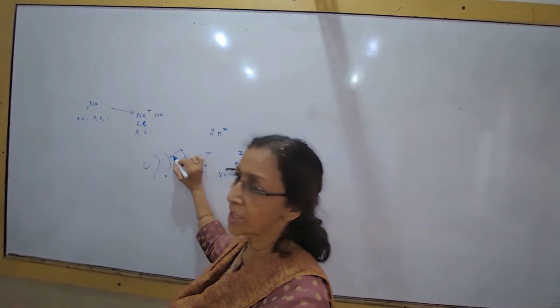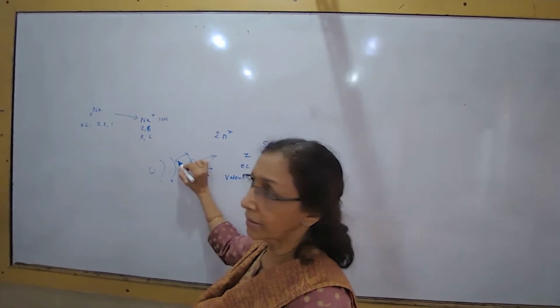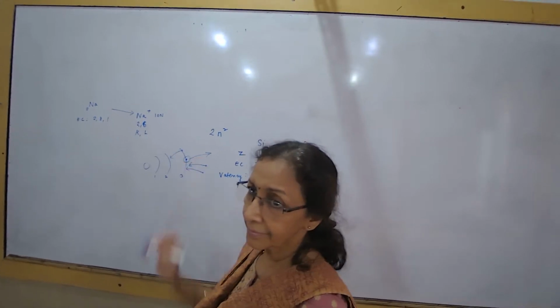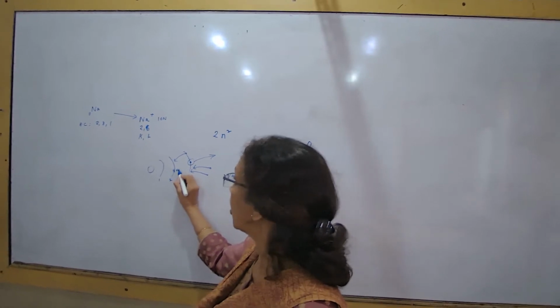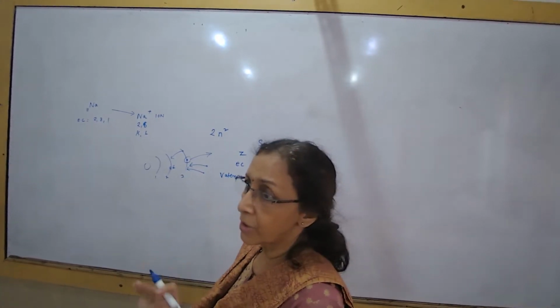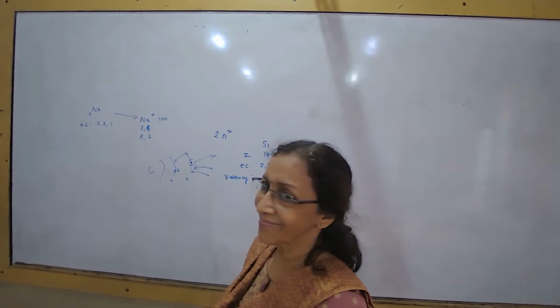When you come to the D shell, that is when you will remember. Suppose one is there, two is there. Two is having 8 electrons. Why will it lose its 8 electrons? It will not lose its 8 electrons.